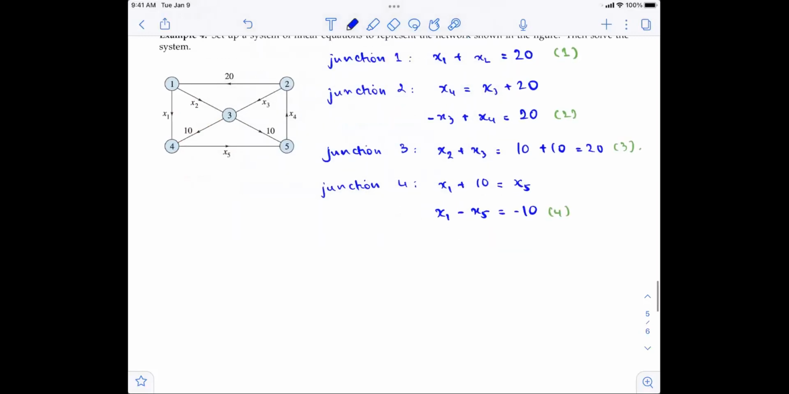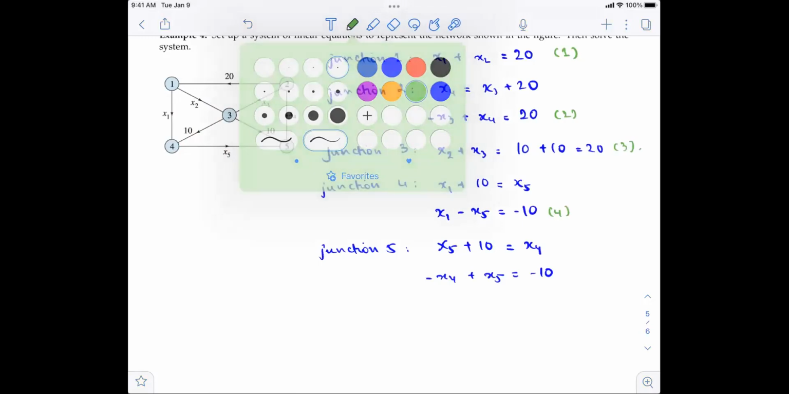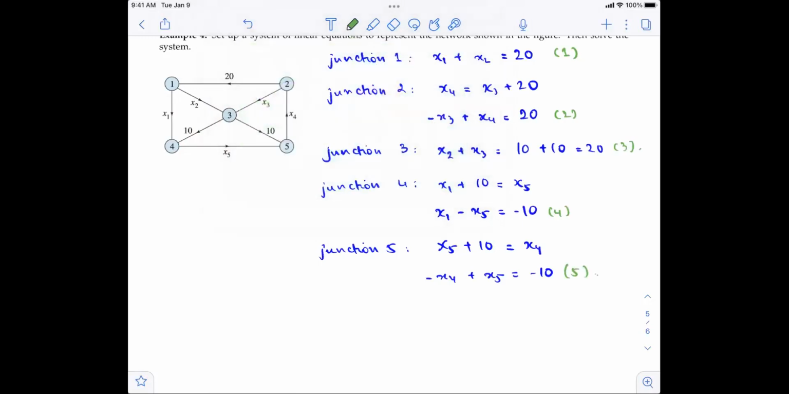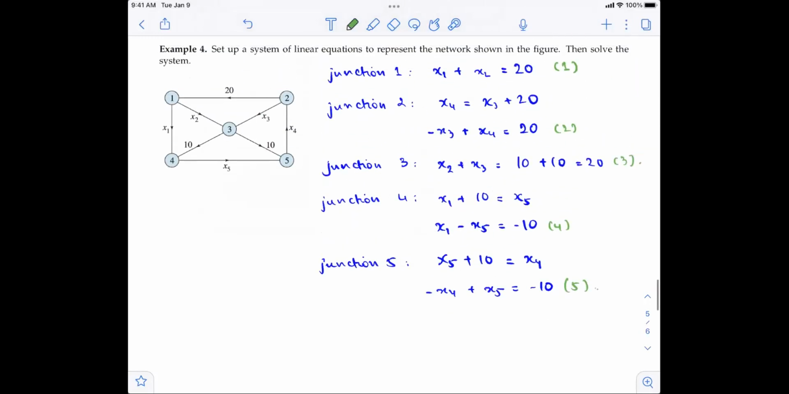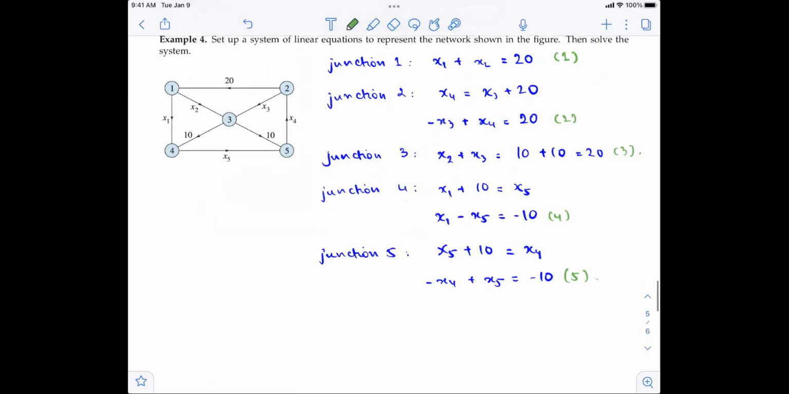And for the last junction, junction 5, you get 10 and x5 going in, and x4 going out. So x5 plus 10 equals x4, or negative x4 plus x5 equals negative 10. And that is the fifth equation. Okay, so from this analysis, we can write down the system of linear equations.